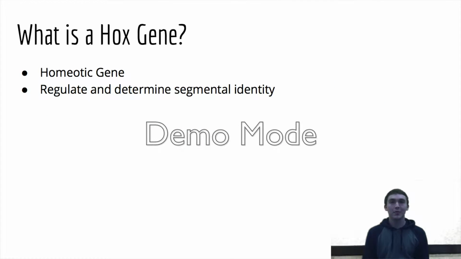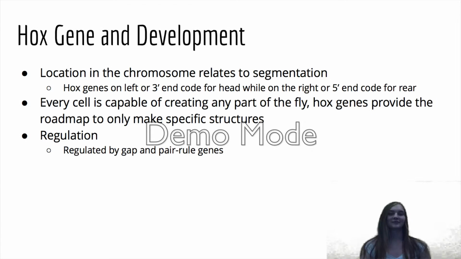So some of you might be wondering what a Hox gene actually is. A Hox gene is more formally known as a homeotic gene, and the purpose of this gene is to regulate and determine what each segment of the organism will turn out to be. Hox genes are located at different points along the chromosome. Their locations on the chromosome relate to their segmental presentation within the organism.